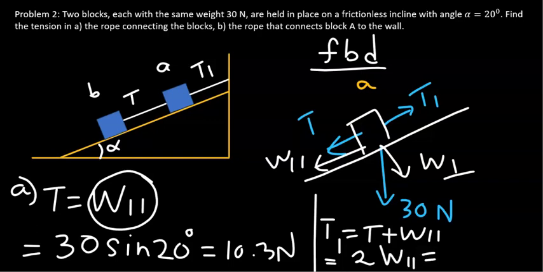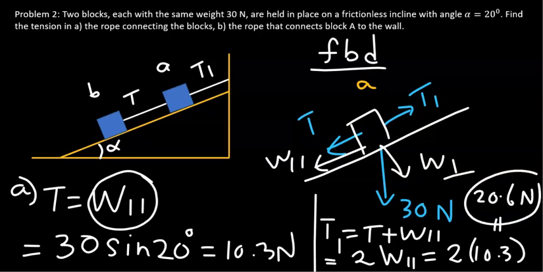And W parallel is 10.3 newtons, and that would give you a value of 20.6 newtons for T1, the tension in the rope that connects the block A to the wall. And that solves the problem.